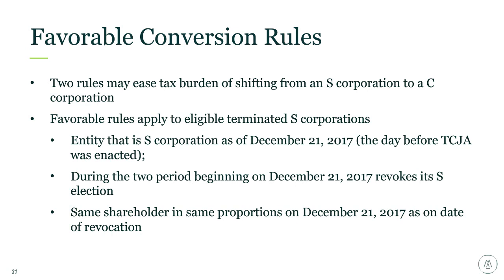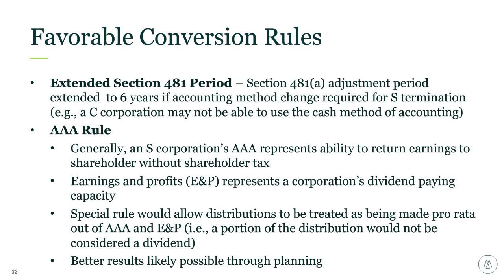So it's just kind of describing an S corporation that was around when all these changes happened. It's got the same ownership group in place and decides to revoke its election within 2 years of the enactment of the Tax Cuts and Jobs Act. So what are the favorable rules that C corporations can receive, or excuse me, former S corporations can receive if they qualify for this benefit?